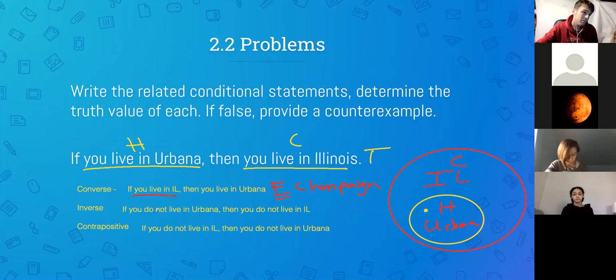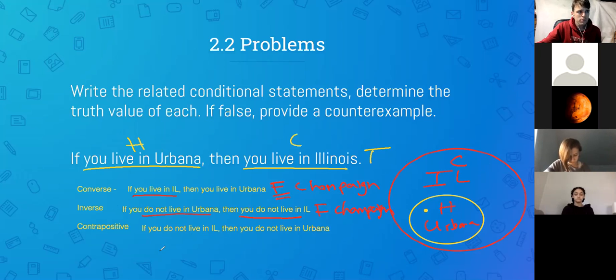Next one, if you do not live in Urbana, then you do not live in Illinois. Again, we can think of a counterexample here. We can think of something that's not Urbana, but that is Illinois, which again makes this false. Champaign would be another counterexample for that. It's not Urbana, but it is in Illinois. So it makes the hypothesis true, the conclusion false.